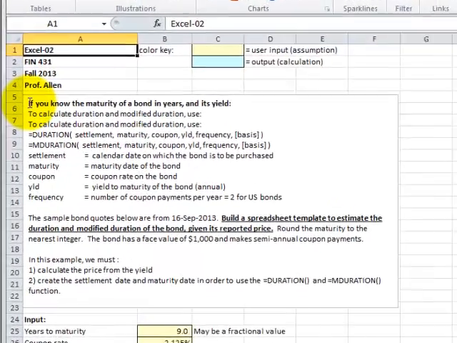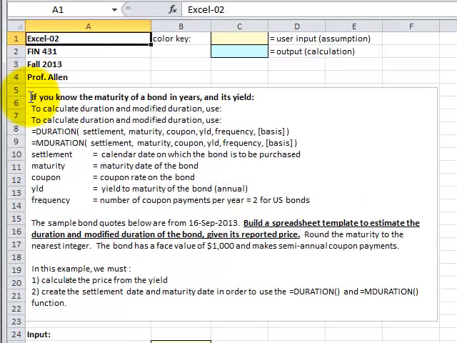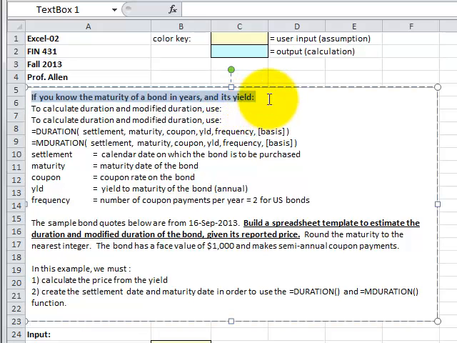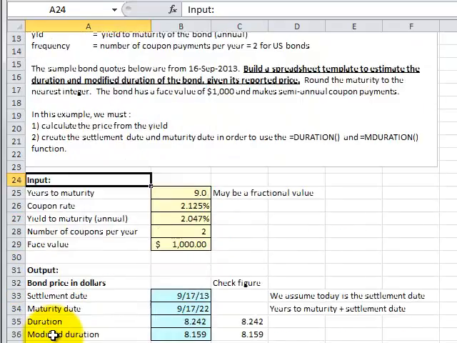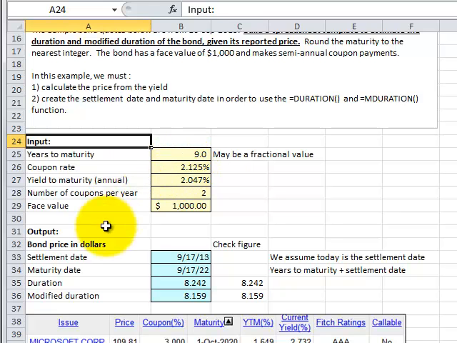This is task number 8. Task number 8 is identical to task number 7, except now we have the yield on the bond and not its price. Because we have the yield, we can proceed directly. We don't have to calculate a price first.